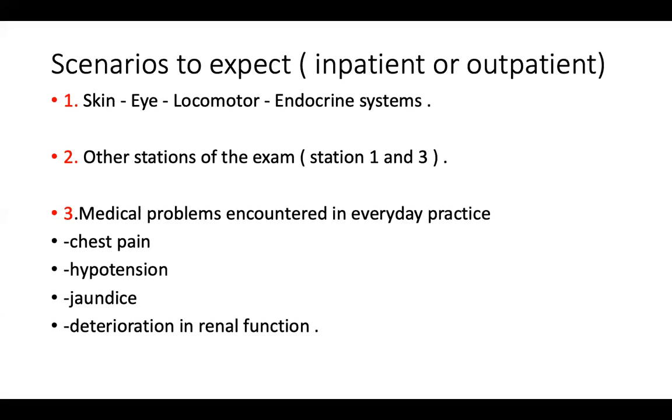Other possibilities are medical problems encountered in everyday practice. You may get a patient with chest pain, and you have to assess this chest pain, approach it, reach the diagnosis and deal with the patient's concern. You may get hypertension, jaundice, deterioration in renal function because, for example, of drugs or contrast imaging, or acute renal failure because of dehydration. So these are the possible case scenarios you may get in station 5.